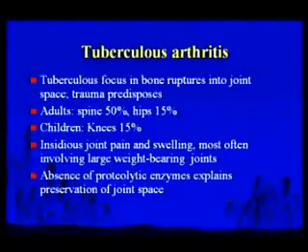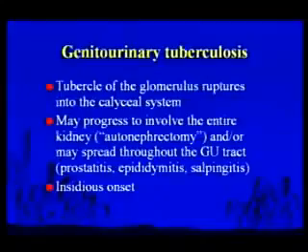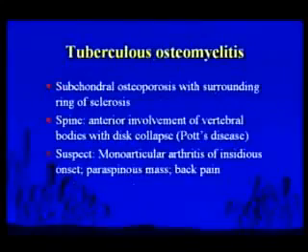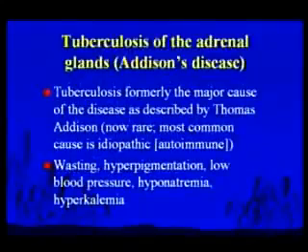Because it could compress the spinal cord, right? And lead to paralysis. So that's very important. Genitourinary TB, tubercle glomerulus, ruptures in the calyceal system, very insidious onset. Osteomyelitis, we've talked about a little bit before. We've talked about Pott's disease. All these topics are huge topics. Tuberculosis of the adrenal glands, usual cause is described by Thomas Addison.